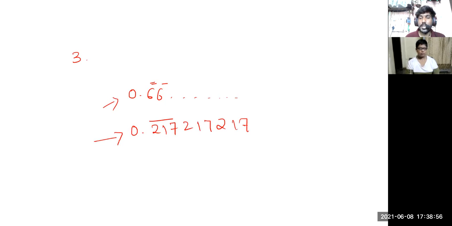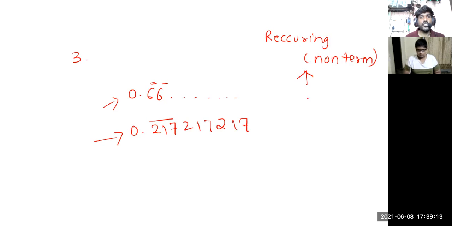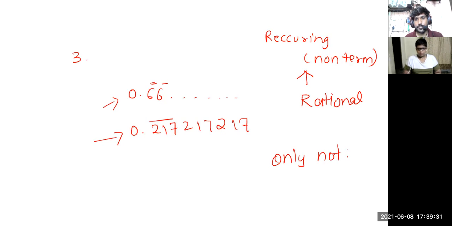So whenever you have a recurring non-terminating number, I'll write it here, a recurring non-terminating, such type of number will be rational. When it is recurring and non-terminating. If it is only non-terminating, that means nothing is repeating. At every step you are getting a new number.